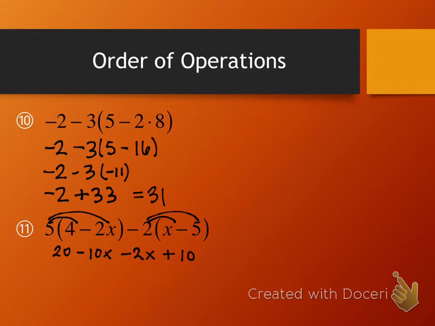Okay? And now we're going to combine like terms, moving from left to right and so on, making sure that the sign stays attached to the term that it's with. So as I'm looking at the 20 and the +10 go together, so that's going to be 30. And then this is a -10x and a -2x, so they're both negative. So what do you get when you combine those? Yep, -12x. And again, I can't combine the 30 and the -12 because the -12 is being multiplied by the x, so they aren't like terms.